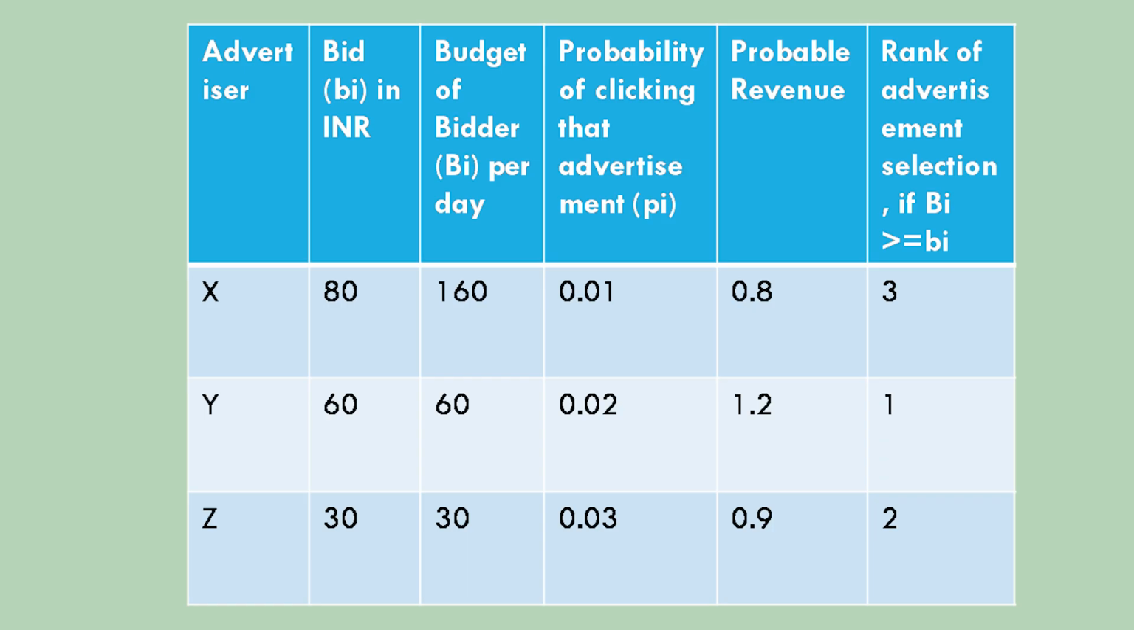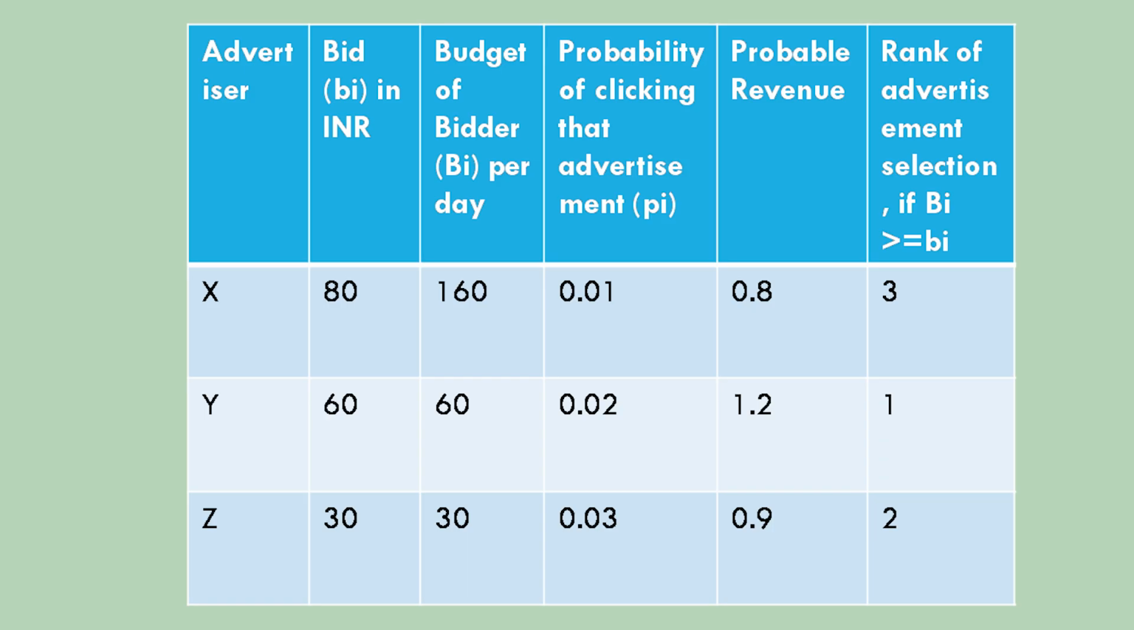So for example, consider a query Q1 that has the following bids. There are three bidders, X, Y, Z. Each has bids of 80, 60 and 30 respectively, and a budget per day. For X, the budget is 160 rupees, for Y it is 60, and for Z it is 30 rupees. Then the probability that their advertisement will get clicked: for X this probability is 0.01, for Y it is 0.02, and for Z it is 0.03.